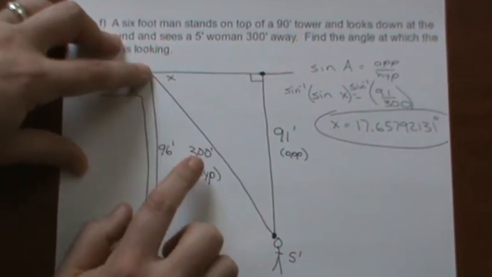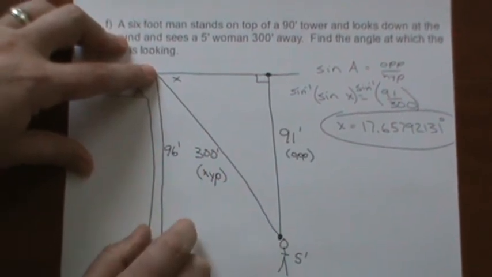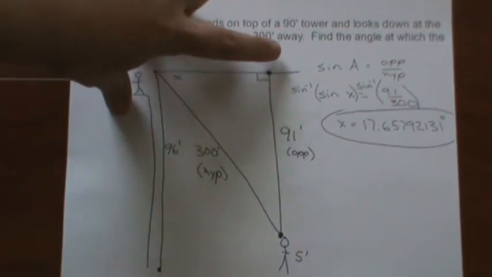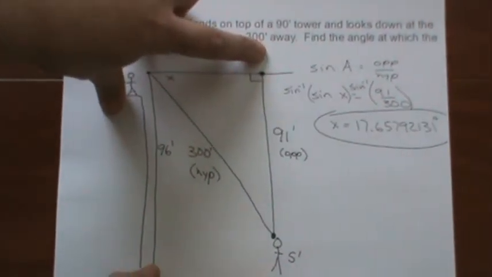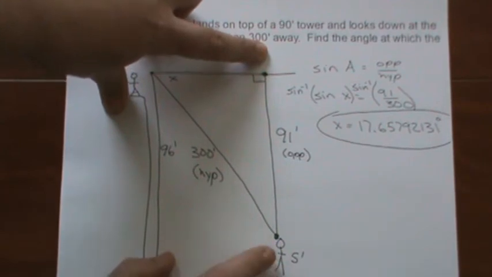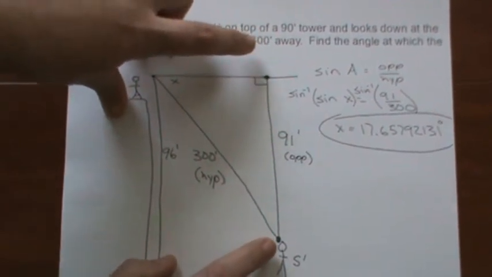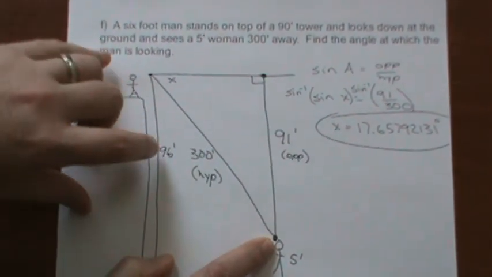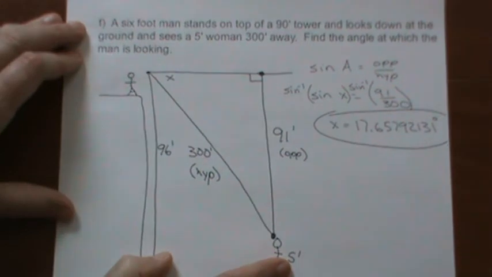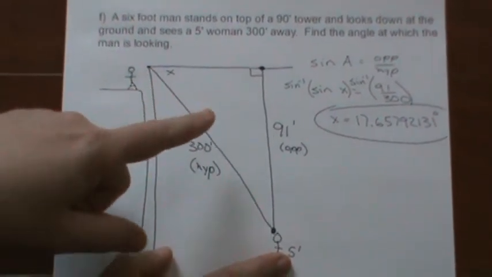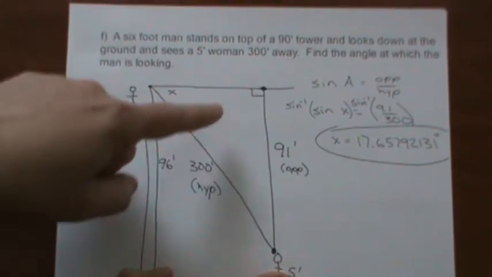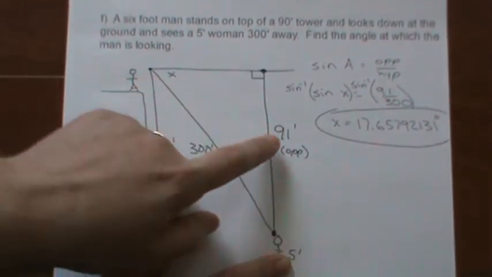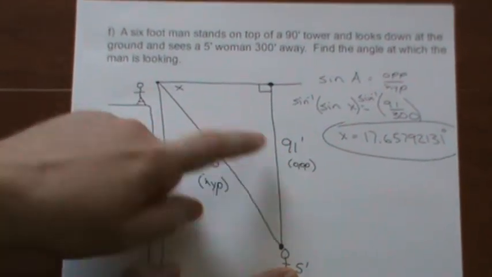I'm told that the distance between the man and the woman is 300 feet, and since I know that this whole side's 96, this whole side has to be 96. So since the woman's 5 feet tall, I know the segment that connects the top of the woman's head to the horizontal is 91 feet, because 96 minus 5 is 91. I have my 300 feet, which is opposite the right angle, so that's hypotenuse. I have my 91 feet, which is opposite the angle that we're finding, so that's called opposite.